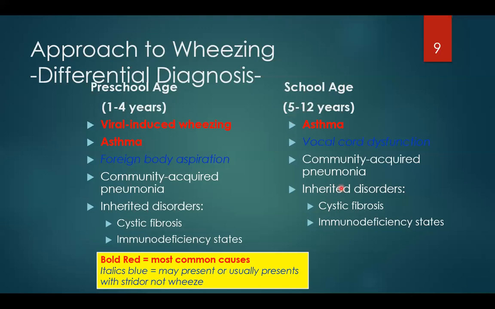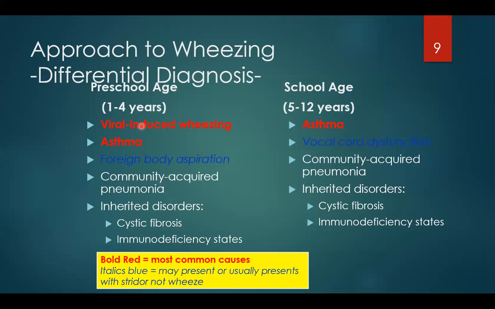In your 5 to 12 year olds, you're going to have more of an asthmatic. They can also have vocal cord dysfunction, community acquired pneumonia, cystic fibrosis, immunodeficiency. So lots of crossover here, but the real take home is your older kids who are wheezers, they're probably asthmatics.